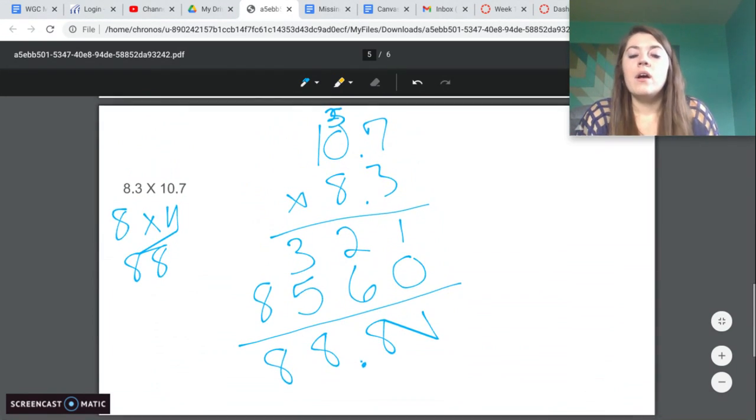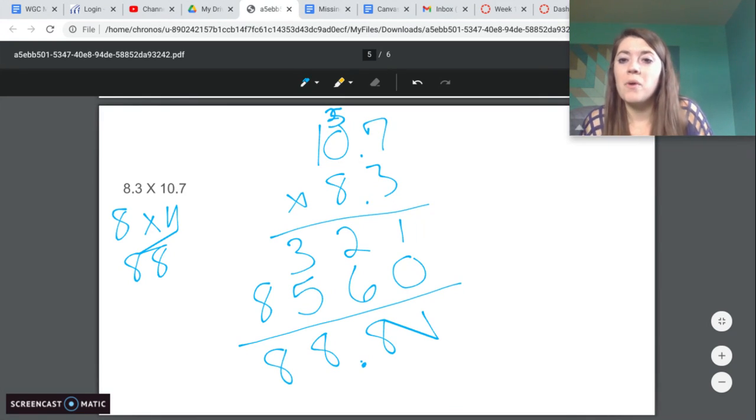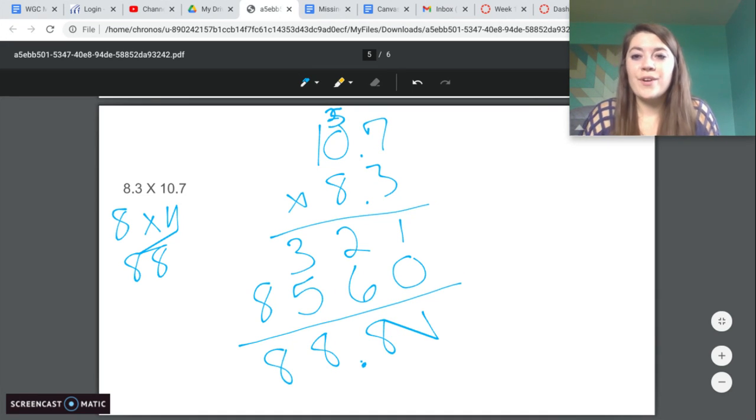All right, so if you guys have any questions, feel free to ask. Remember, you have to be very, very careful about where you put your decimal. So make sure you're finding the proper location to put it in your product so that you have the correct answer.